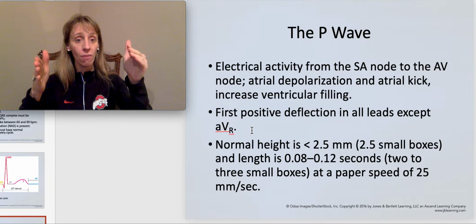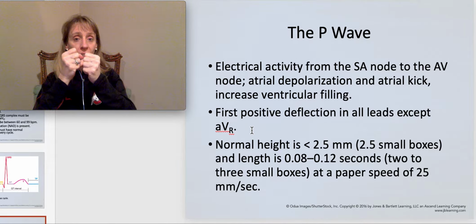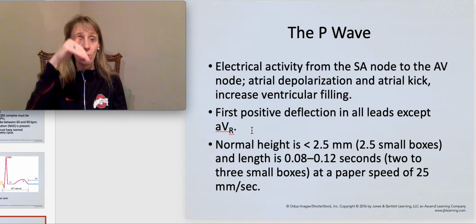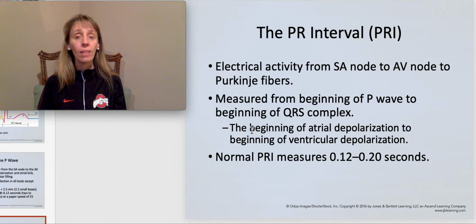What is the P wave? The P wave is contraction of the atria. It starts up in the SA node. So the SA node gets excited, that action potential begins, depolarization happens, atriums contract, we get a P wave. Then we have the PR interval. This is a very important thing.